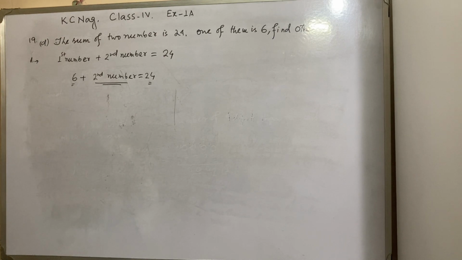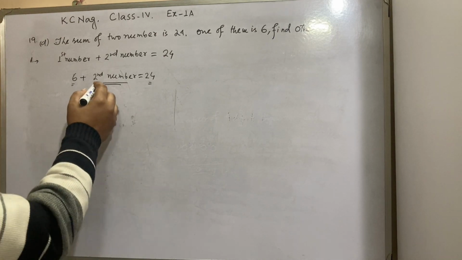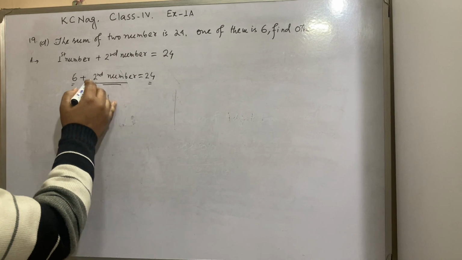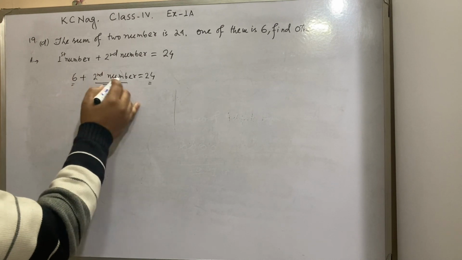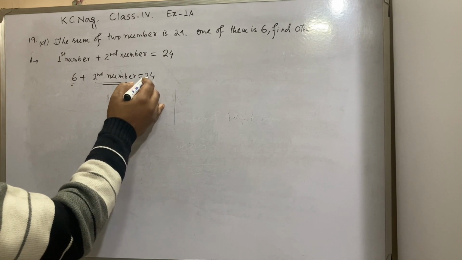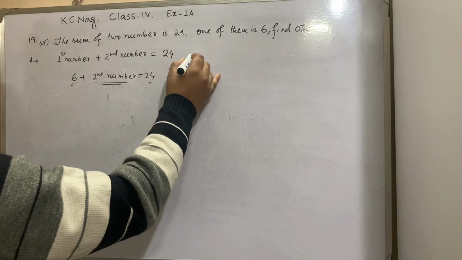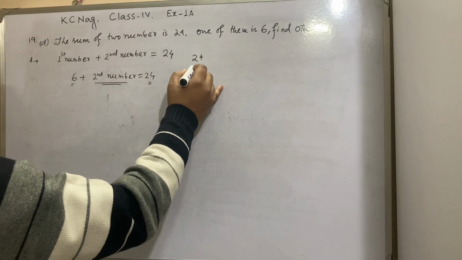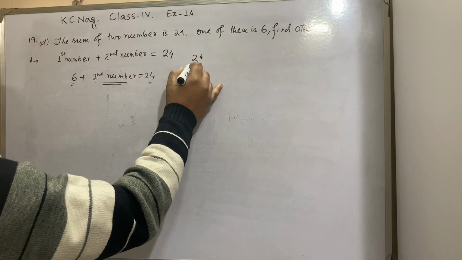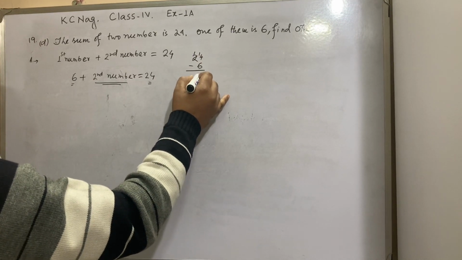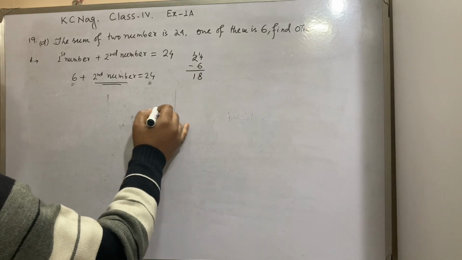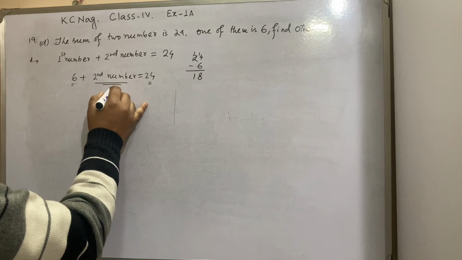Okay, here are two methods. You have to find how much you have to add with 6 so that it will become 24. To get the answer, you have to subtract 6 from 24. That is 18. Okay, so the answer is 18.